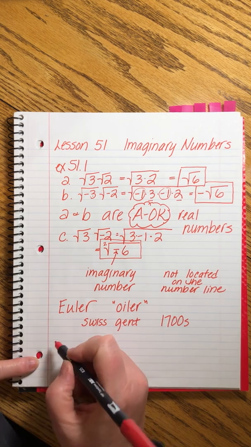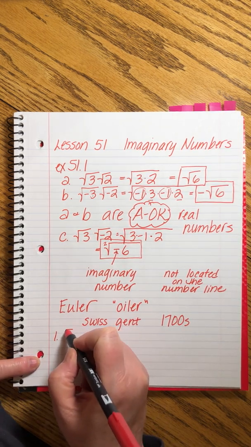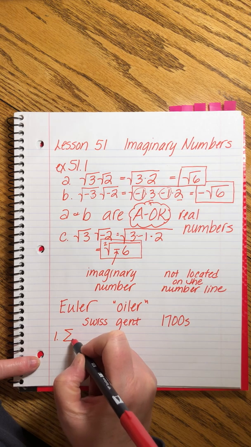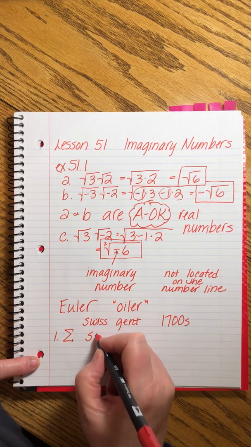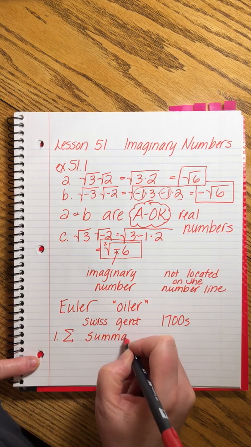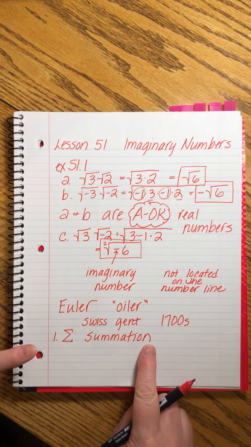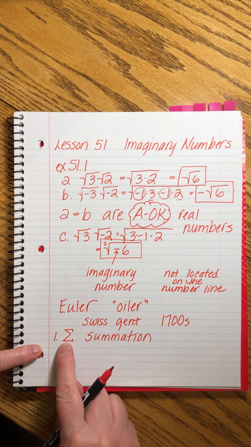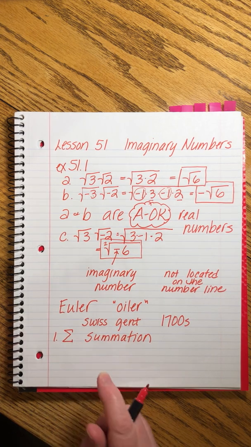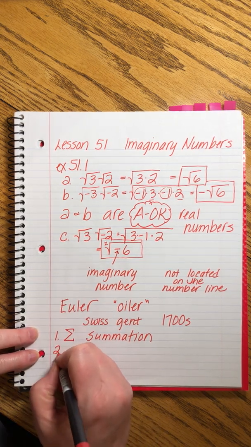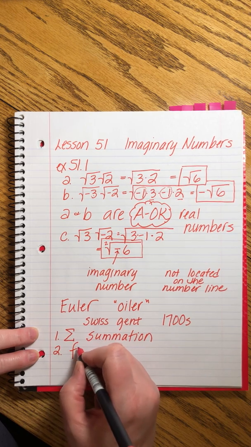He came up with this idea of using the sigma letter for summation. I don't think we've done this yet, but we will soon. I think it's in advanced mathematics. This is a special symbol that means summation. It's really fun and easy to use. He also came up with what we call functional notation.